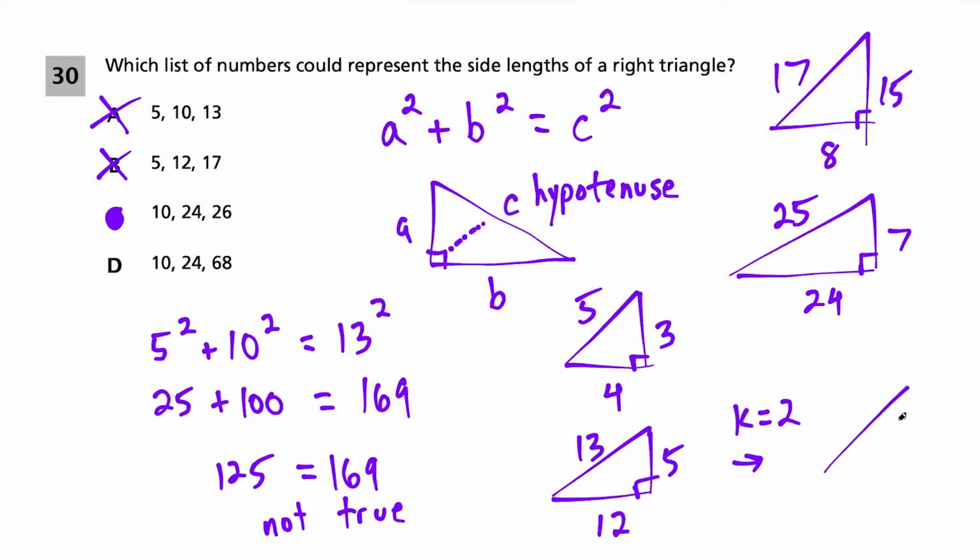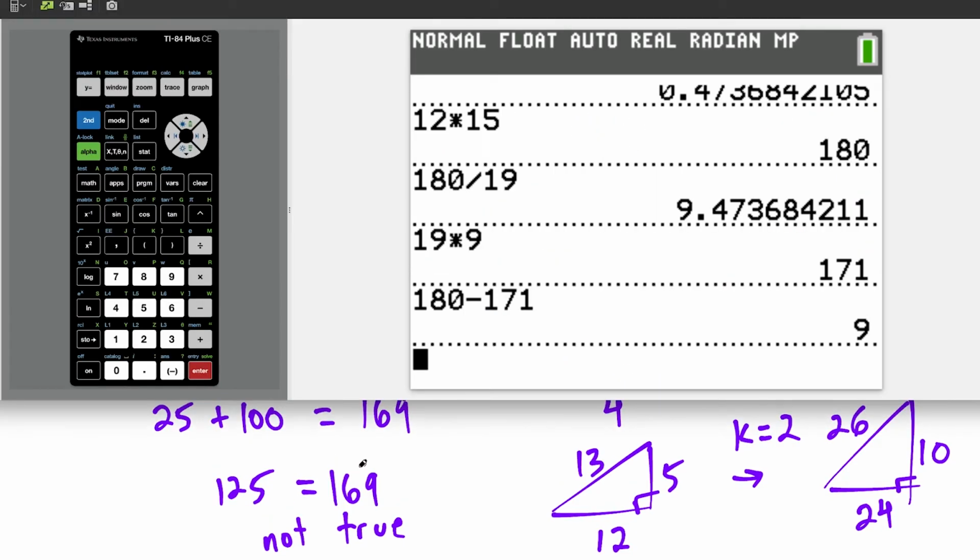The new side lengths, if I use a scale factor of 2, I'm doing 5 times 2 is 10, 12 times 2 is 24, and 13 times 2 is 26. So I get to see right away that choice C was going to be the answer. Choice D is no good, but once again, if you want to just use Pythagorean theorem and run it through all the answer choices, that works fine. But let's just run it through to double check.